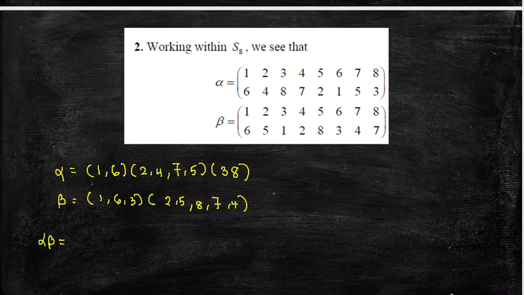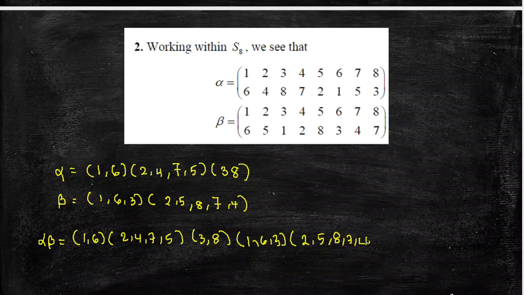What if I want to find alpha multiplied with beta by calculating this using the cycle notation, not this matrix notation. So we write all of the cycles of alpha, which is 1, 6, 2, 4, 7, 5, and then 3, 8, multiplied with beta, which is 1, 6, 3, and also 2, 5, 8, 7, 4. Now we want to multiply from right to left.